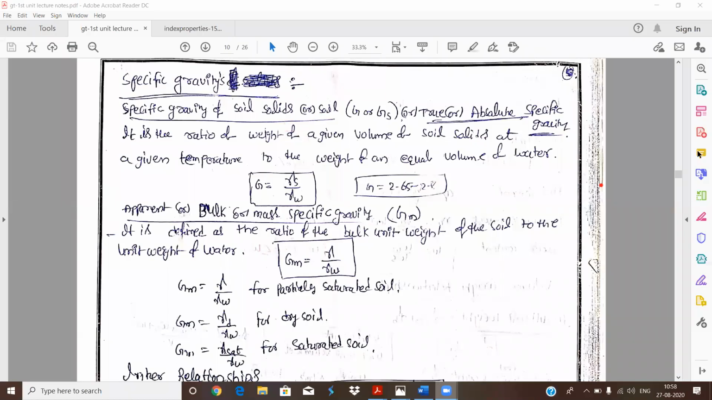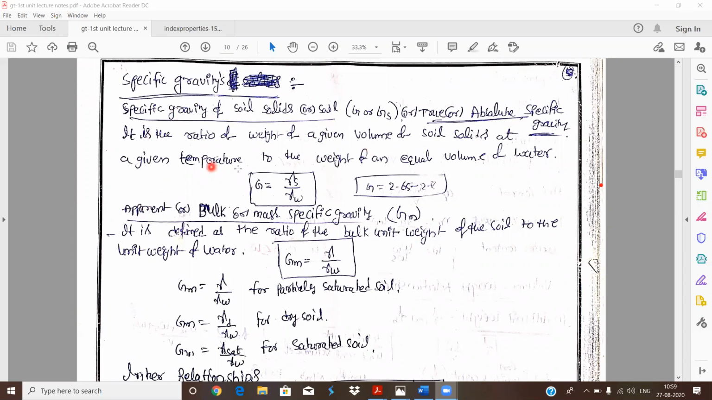Today our topic is specific gravity. In specific gravity, mainly two types are available for soils. The first is the specific gravity of soil solids, which may also be called the specific gravity of soil, true specific gravity, or absolute specific gravity.